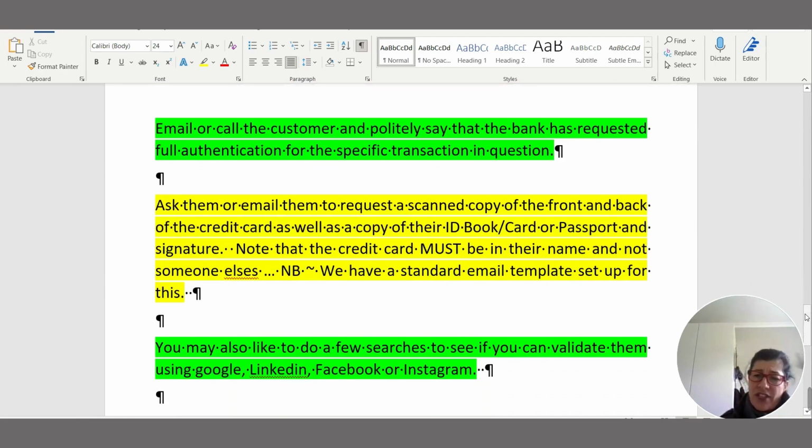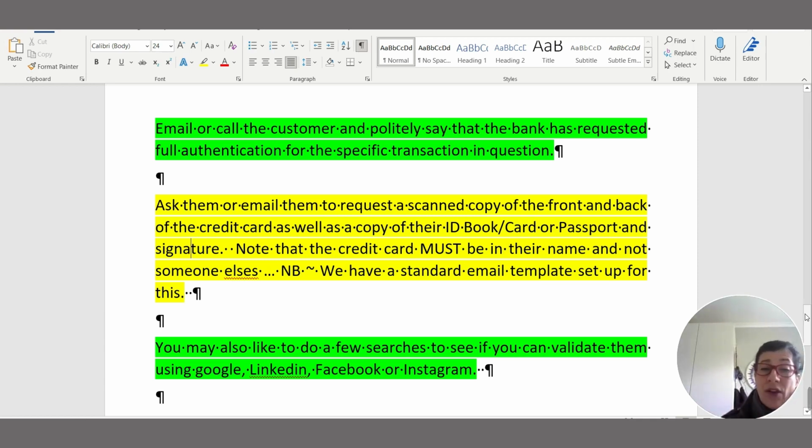These are just a couple of tips of what you could do. You could email, which is probably better because you have proof there by email, or you could call the customer and politely say that the bank has requested full authentication for the specific transaction in question. I've done it by email before quite a few times, and then I've also maybe just picked up the phone. That's a good idea as well.